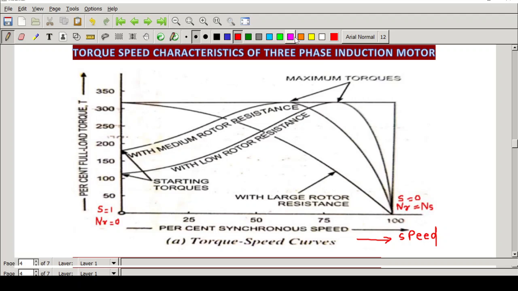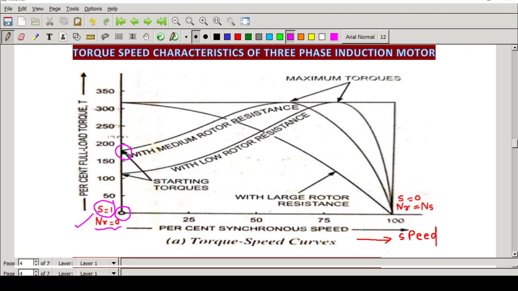Let's start from this particular point. Let's assume that the speed I'm taking is the rotor speed. At this point, the starting condition, the speed of the rotor NR is 0 and the value of slip is 1. And what is the torque? You can see there is a starting torque. How do you get this? In the torque equation, you substitute S equal to 1, and you get the value of the starting torque. But the speed of the rotor is 0 here.